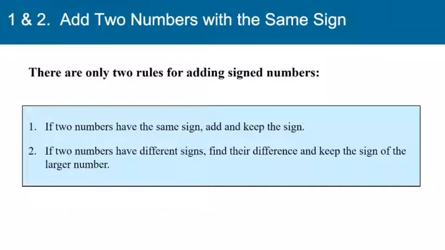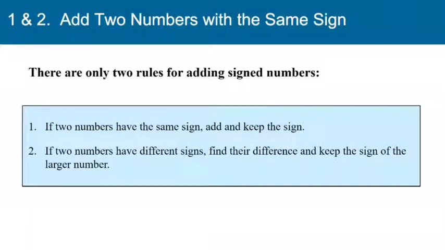Now, there are only two rules for adding signed numbers. Remember, right now we're only talking about adding. The numbers are either both the same sign or they're not the same sign. So if the two numbers have the same sign, then you'll add them and keep their sign. If two numbers have different signs, though, you'll find their difference and keep the sign of the larger number.